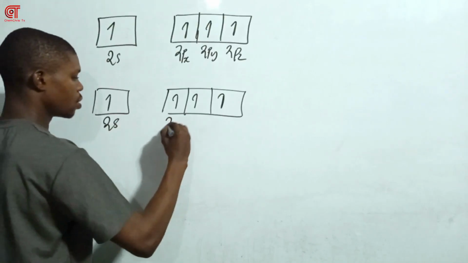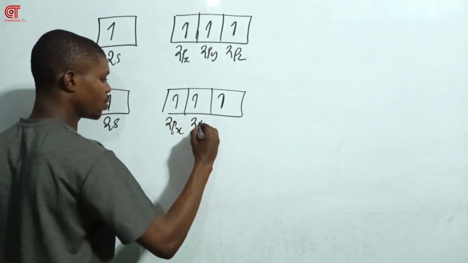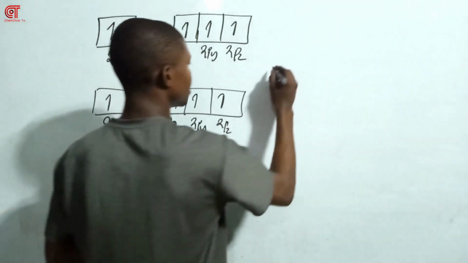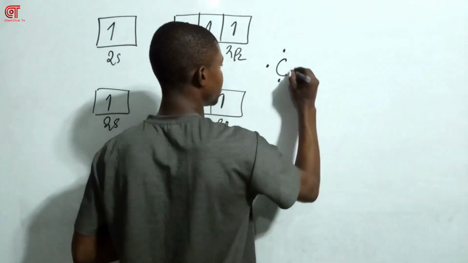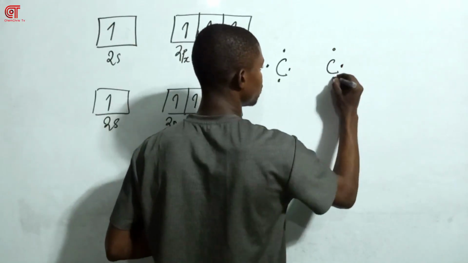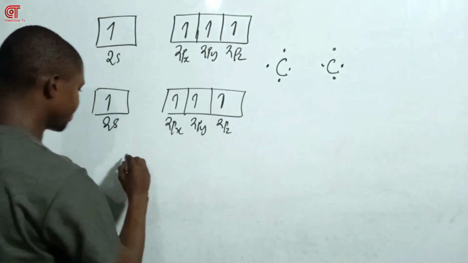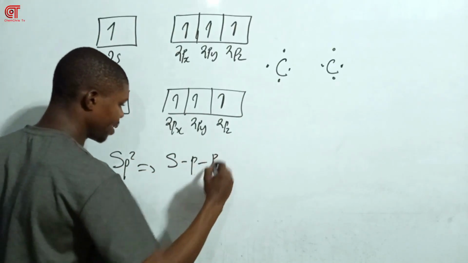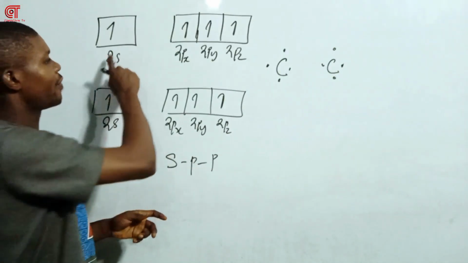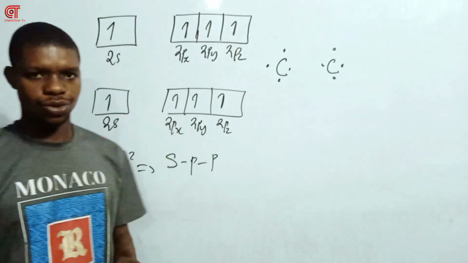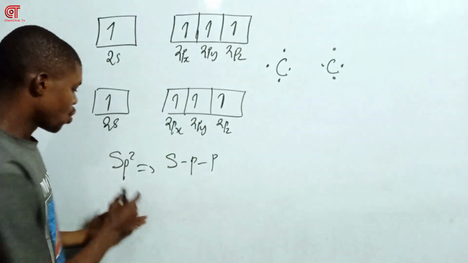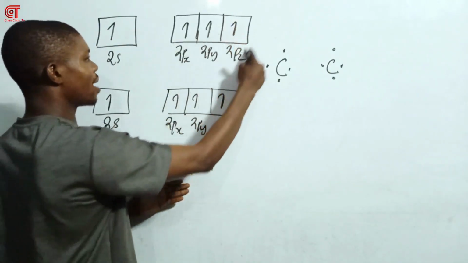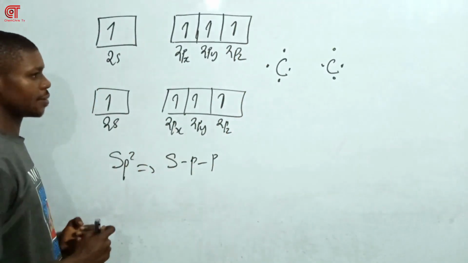2s, 2px, 2py, 2pz. So just like carbon here, one, two, three, four. One, two, three, four. When we talk about sp2, as the word implies, s, p, and p, it means that not all four valence electrons of carbon are used. They only make use of the s, the p and p. One is not used. The same thing with this other one here.